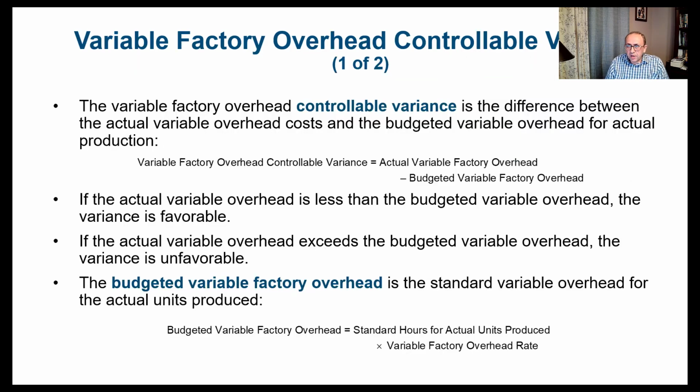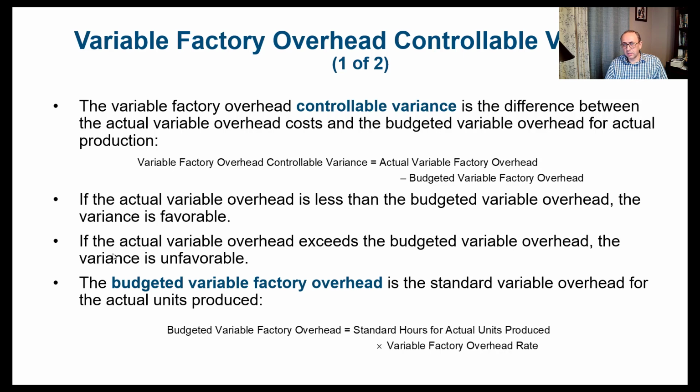So let's speak about the variable factory overhead controllable variance. The variable factory overhead controllable variance is the difference between the actual variable overhead cost and the budgeted variable overhead for actual production. So in simple words, the variable factory overhead controllable variance would be actual variable factory overhead minus budgeted variable factory overhead. If the actual variable overhead is less than the budgeted variable overhead, the variance is favorable. So in other words, if we end up having a negative variance, that's considered to be favorable.